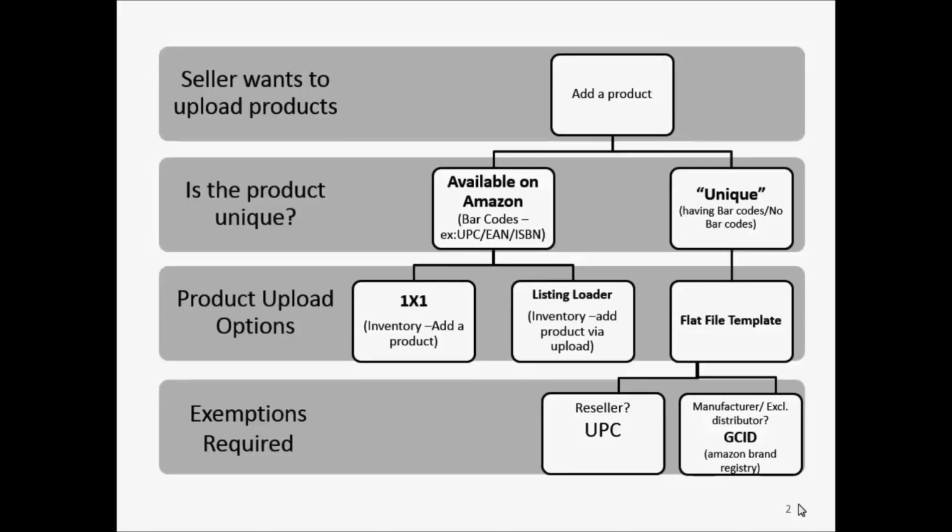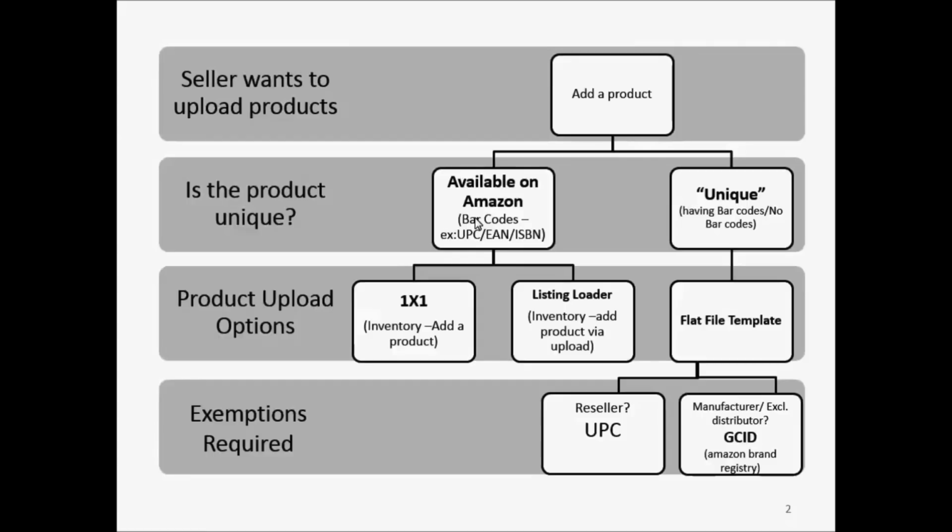In order to upload your inventory, you need to identify what products you have. Are these available in Amazon's catalog, or are these unique products? When I say are these available in Amazon's catalog, I mean, do they have barcodes? For example, do they have UPC, EAN, ISBN?